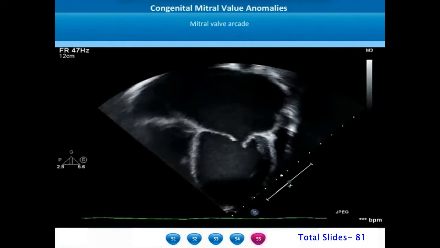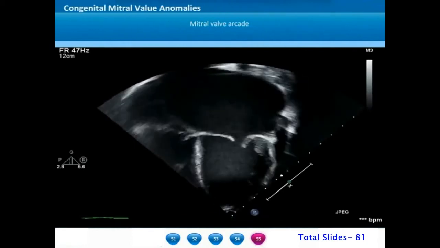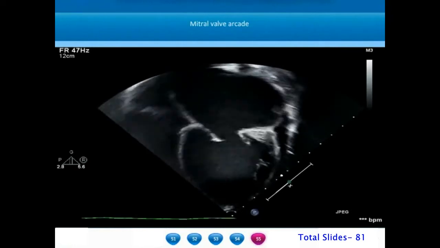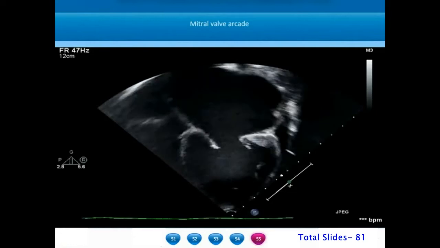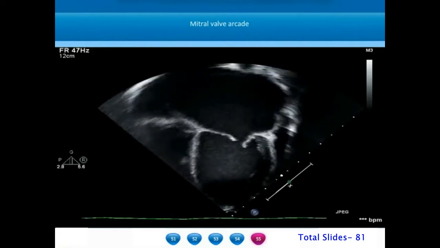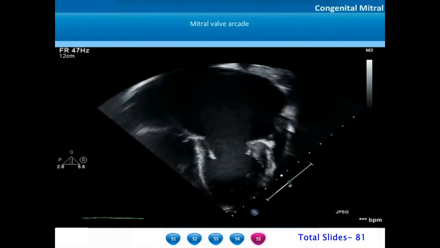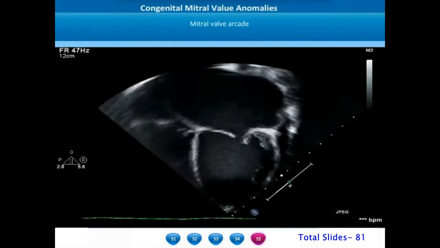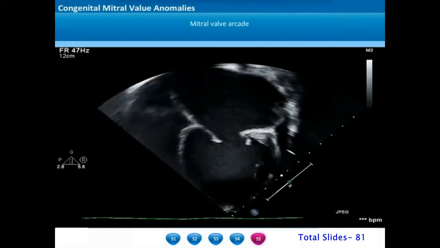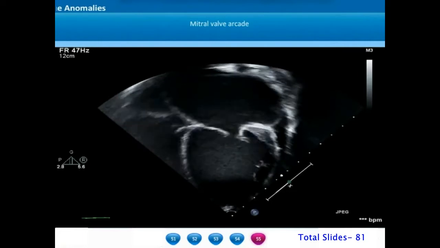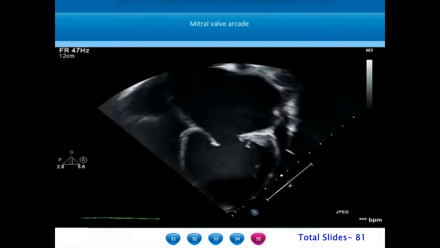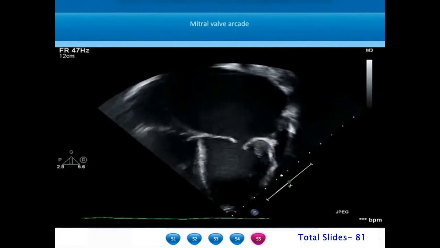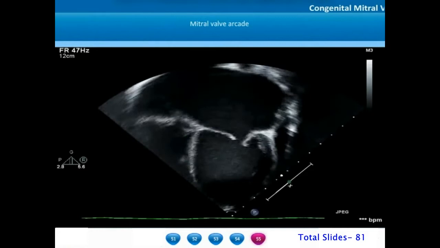Mitral valve arcade is another congenital abnormality. In this abnormality, there are multiple thick chordal apparatus from the left ventricular free wall which get anomalously inserted to the basal portions of the mitral valve leaflets. This results in restriction of their mobility and causes mitral incompetence. As the mitral incompetence progresses, the left ventricle and the left atrium dilate, resulting in annular dilatation which worsens the mitral regurgitation further and further.